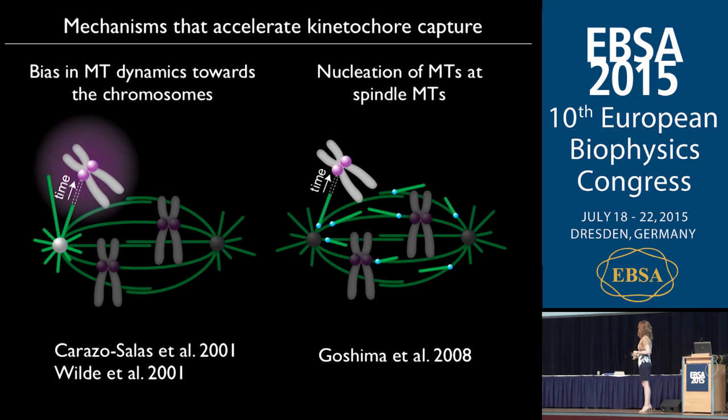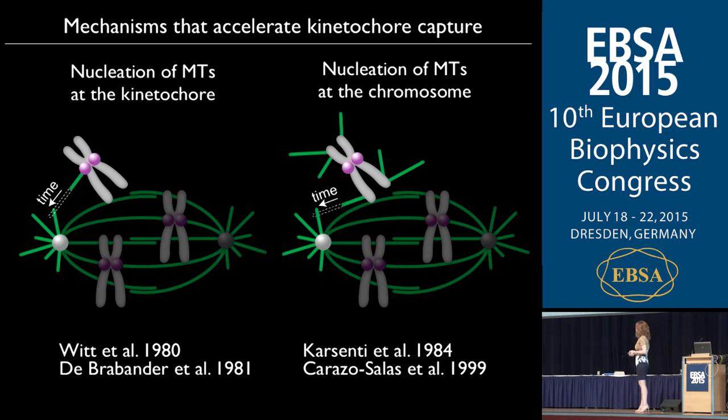Then, another mechanism is that the microtubules are nucleated along the pre-existing microtubules in the spindle. So we have nucleation sites, these blue circles, and from there, new microtubules are generated, and this increases the number and the angles of microtubules that are able to explore this space and eventually capture the chromosome. So there are more mechanisms that can accelerate the capture.